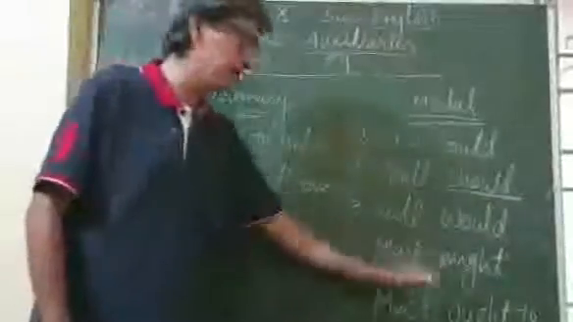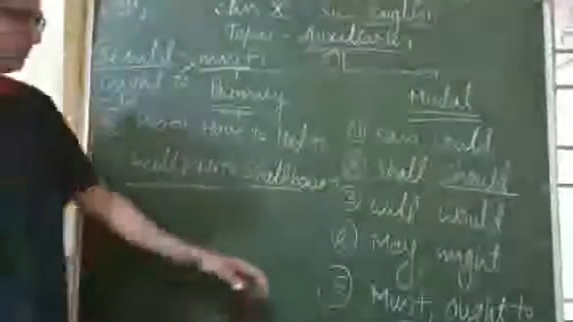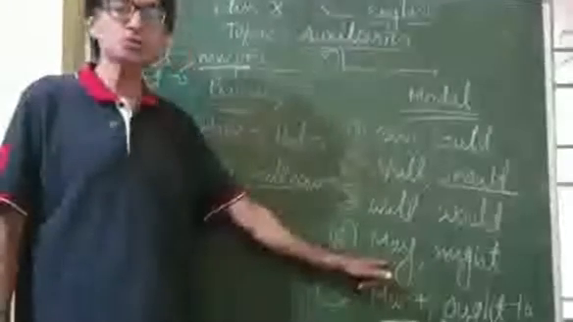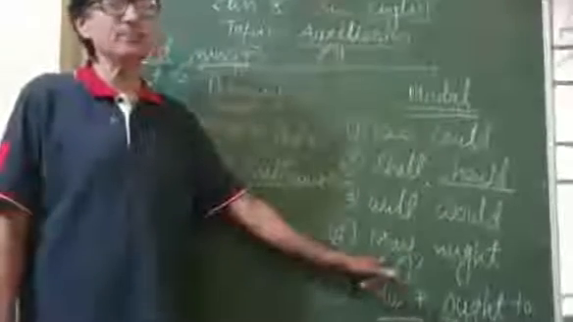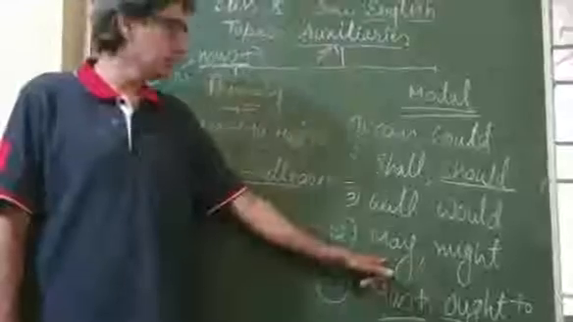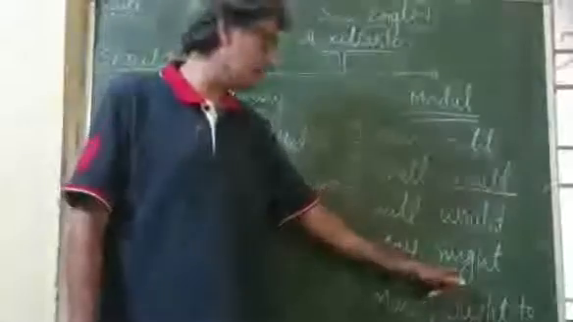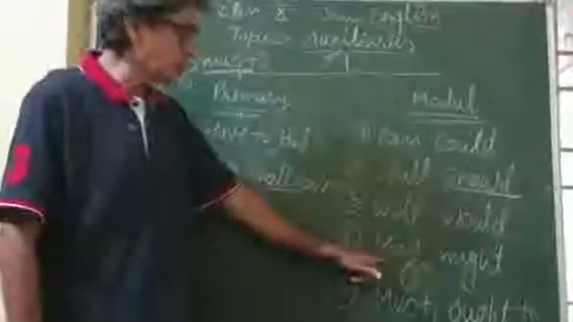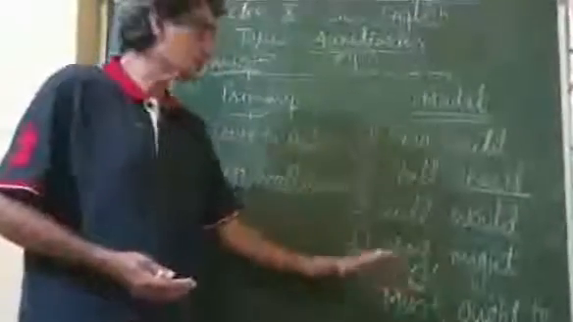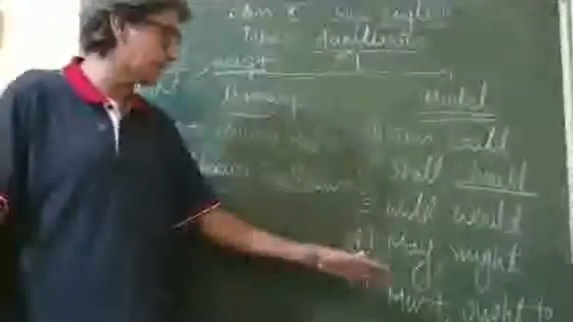Now we will talk about may and might. May is used to depict possibility, like it may rain tomorrow. And might is the possibility for the past. But may is also used to wish a person the best wishes, to express best wishes. Suppose, may God bless you, may you live long, etc.